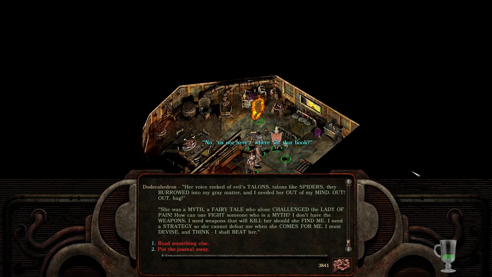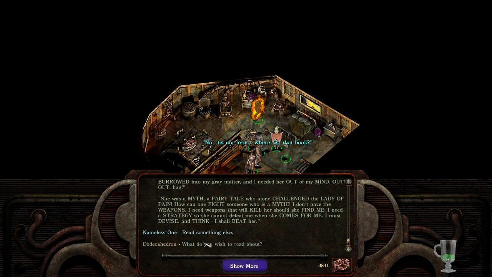Her voice reeked of evil's talons, talons like spiders. They burrowed into my gray matter, and I needed her out of my mind. Out, hag. She was a myth, a fairy tale. Who alone challenged the Lady of Pain? How can one fight someone who is a myth? I don't have the weapons. I need weapons that will kill her should she find me. I need a strategy so she cannot defeat me when she comes for me. I must devise and think. I shall beat her.